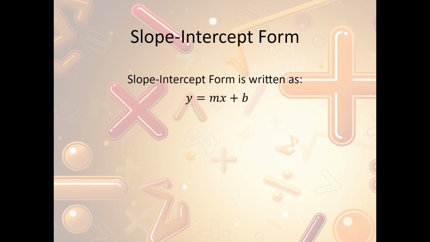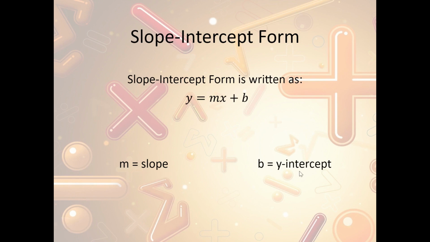Slope-intercept form is written as y equals mx plus b. And what does that mean? m is the slope, and b is the y-intercept. y and x are my variables that stay variables so that I can plug numbers in and see what they come out to be. So m is the slope and b is the y-intercept.